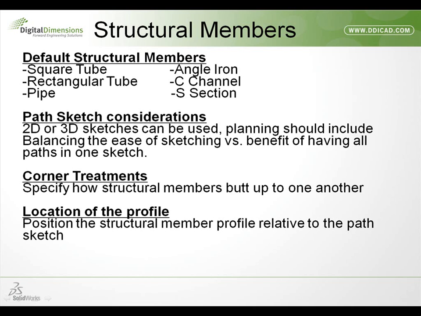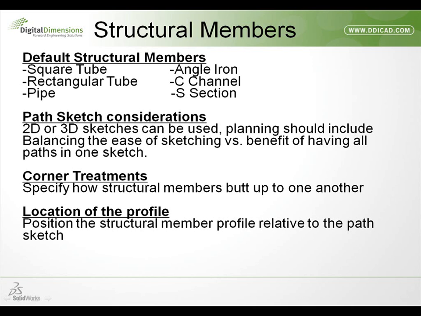Now in SOLIDWORKS 2009, they introduced grouping within the structural member feature. This enables me to break the problem of SOLIDWORKS 2008 and prior of having to have multiple structural member features just because my path segments were either not contiguous or not parallel. Now in SOLIDWORKS 2009, I can basically generate different groups within the same structural member feature so long as all of the cross sections of my structural members are the same.